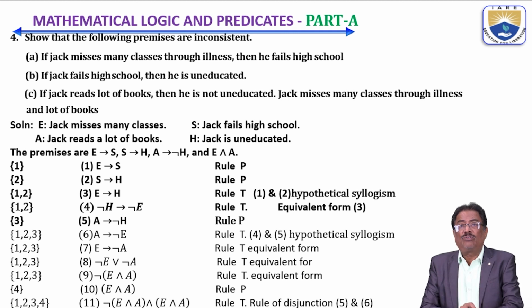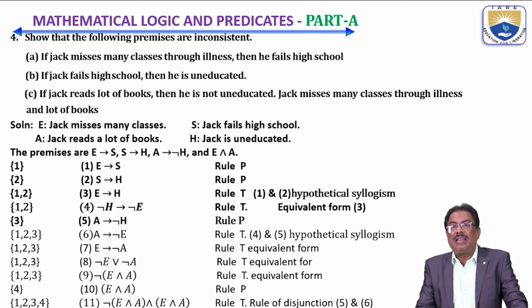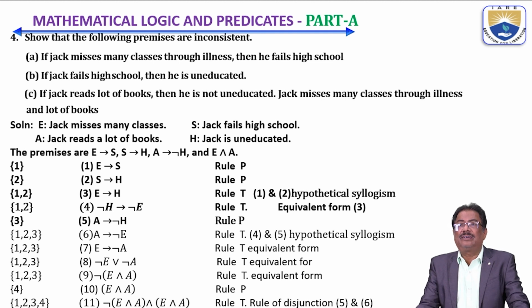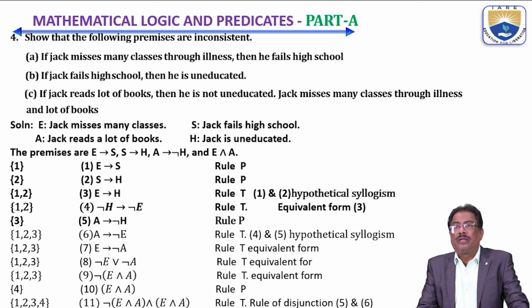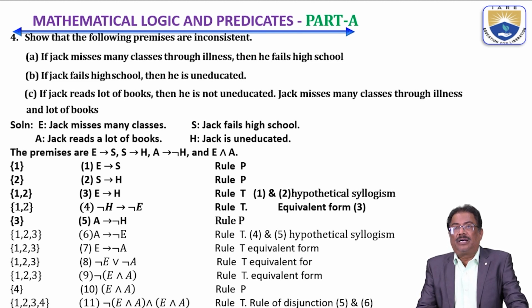Now let us go for another problem. Let us consider, show that the following premises are inconsistent. Inconsistent means that if P and negation P are both true, then that is known as an inconsistency. So for that we are going to convert the following premises into symbolic form, and after that we are going to verify whether it is an inconsistency or not.